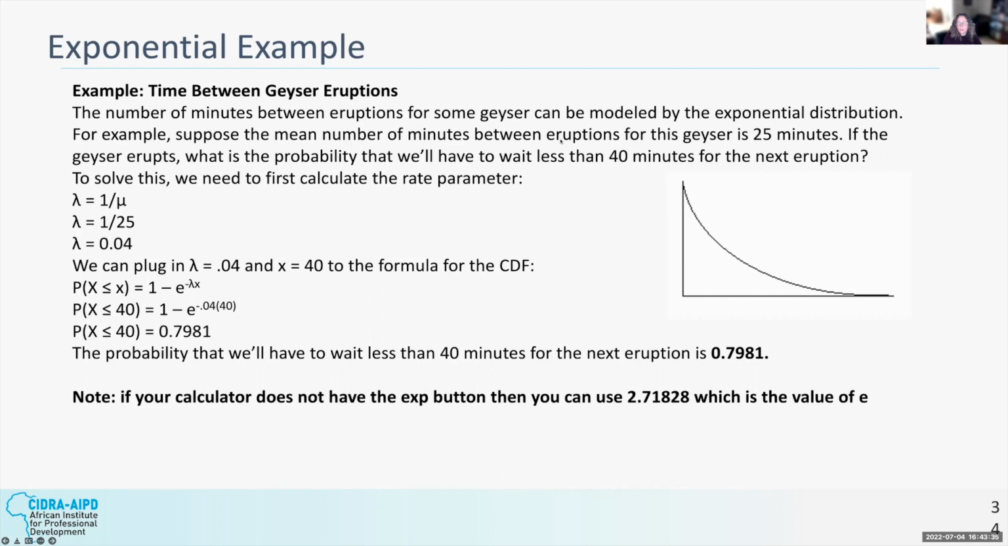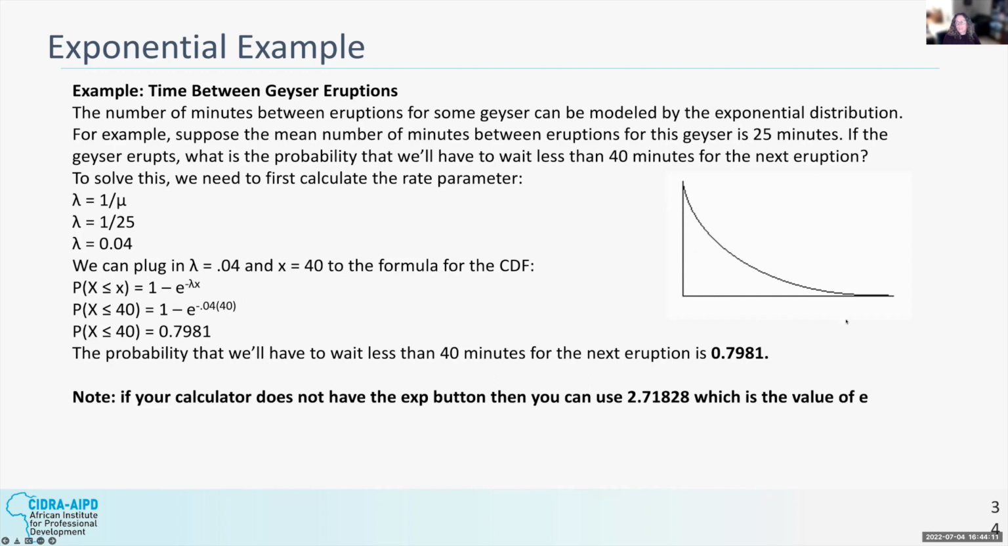We know that in the question. The mean number of minutes between eruptions is 25 minutes. We would have figured out the mean by collecting or observing the geyser for a long period of time and figuring out over time what the mean is. Someone's obviously studied that before in the past, and this is why we have the 25 minutes. So it's 1/25, and that means that lambda is 0.04.